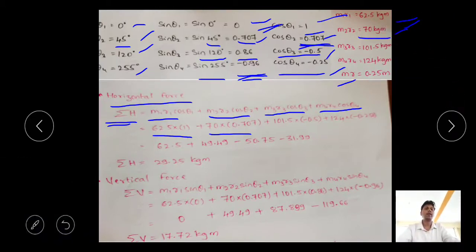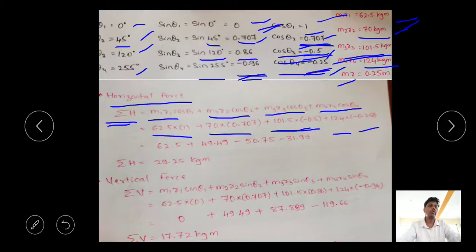Next M3 R3 is 101.5 into minus 0.5. Here it is minus 0.5. Then M4 R4 is how much? 124 into minus 0.25. It is in minus. So we have noted down that.